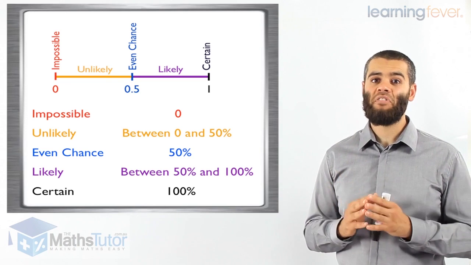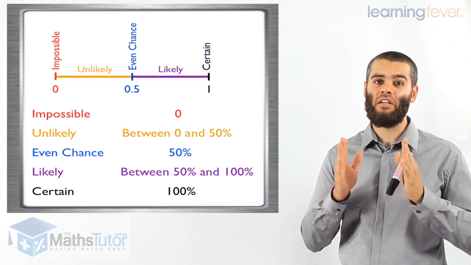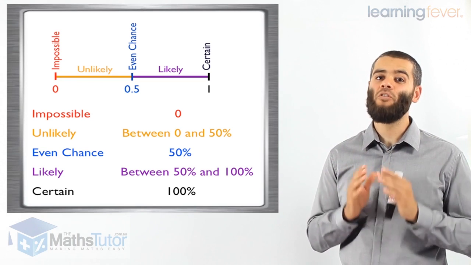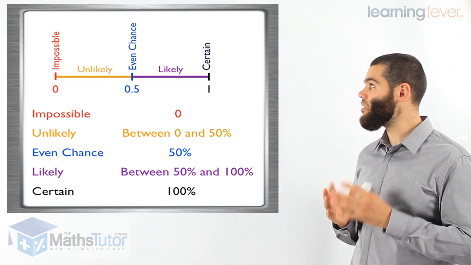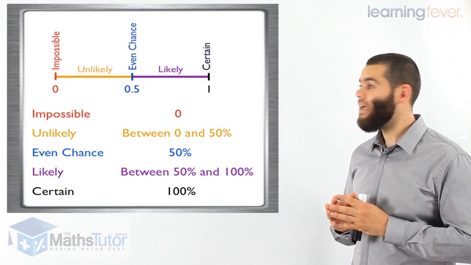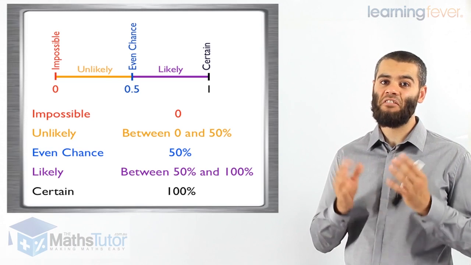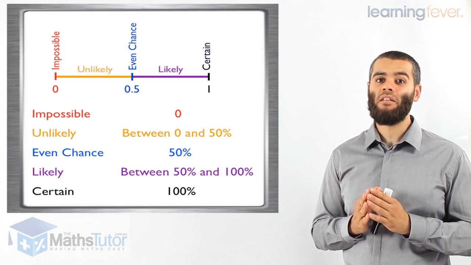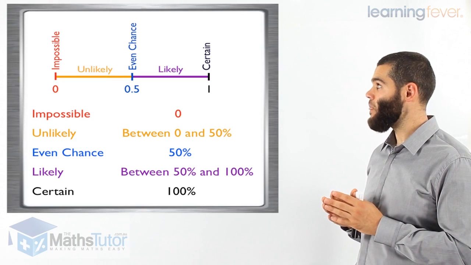Then on the other side of the scale we have 1. 1 meaning 100%, which is certain. That an event is certainly going to happen. It is for sure going to happen, 100%. We have these two ends in the scale. Impossible is 0 and 1 right at the end is 100%, it is certain. So in between we have as well some measurements.